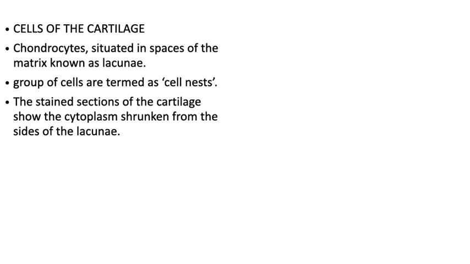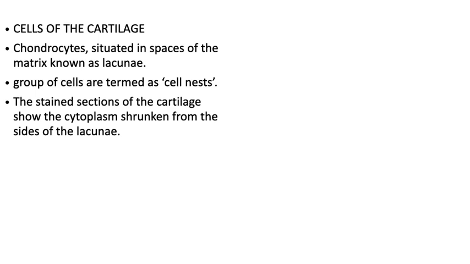If you see a slide, you can see that a chondrocyte is situated in spaces of matrix known as lacunae. What is this lacunae? Whenever we stain a section of cartilage, the cytoplasm is shown as shrunken, and this shrinkage is an artifact. That is, during fixation and dehydration, the cartilage cells retract and leave a gap, and this is known as lacunae. So lacunae is an artifact.